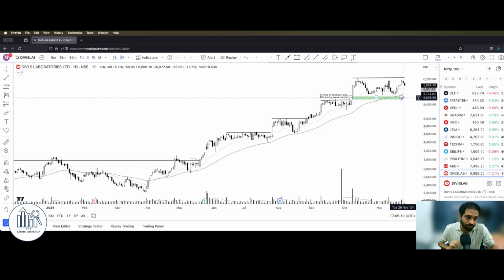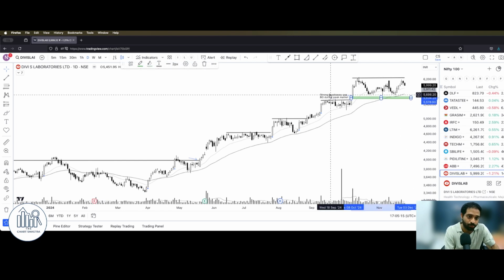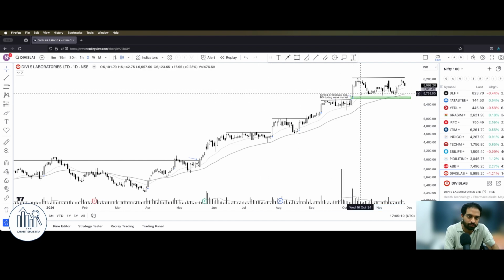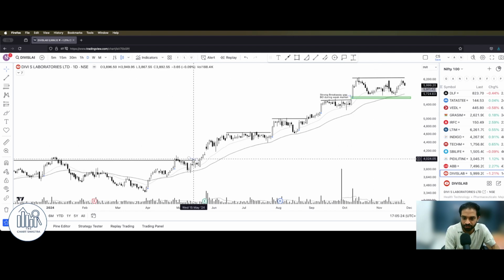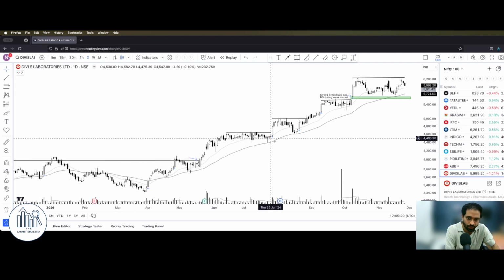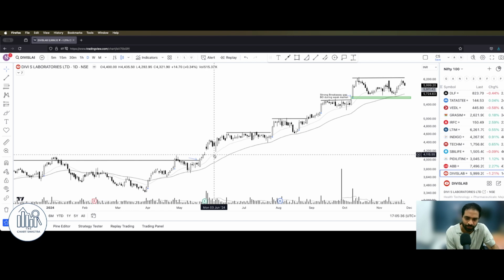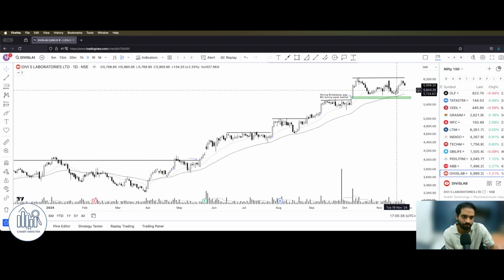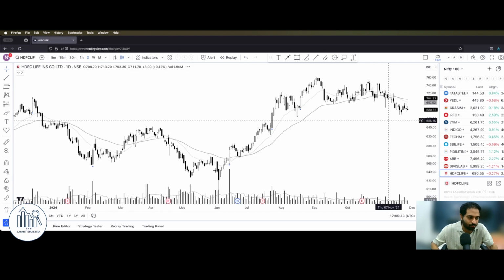Divi's Lab, look at this. This is again one of the stronger names. In fact, there was a gap up opening and a strong up day during the market correction. And if you look at the chart, consistent. There was a long base breakout, and then the stock started moving. If you look, this looks something like IRFC or railway stocks in 2022. So I love this. This is something again you want to have in your portfolio.